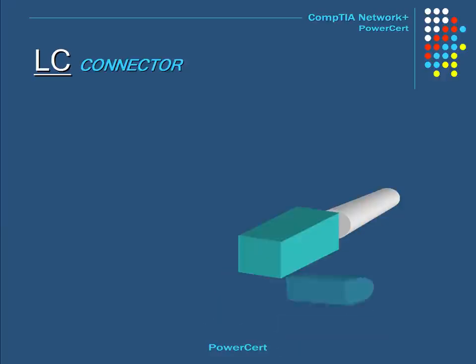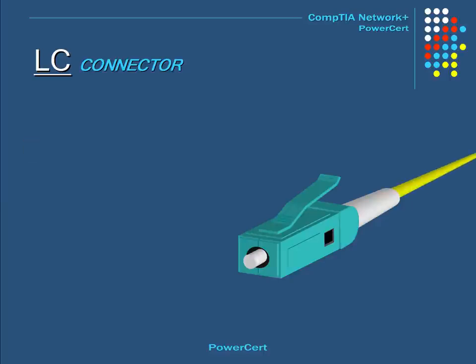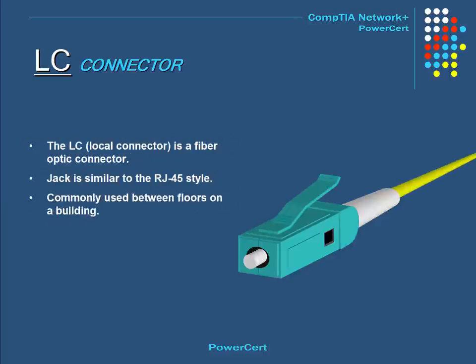And our next connector is called the LC, or local connector. And this is also a fiber optic connector. It uses a jack similar to the RJ45. This type of connector is commonly used between floors in a building.